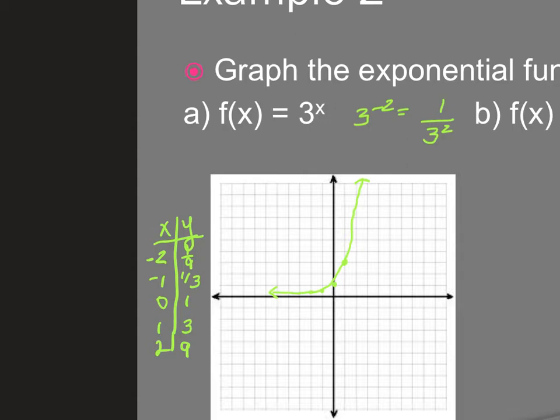You don't connect the dots like you're in 3rd grade. It's a nice smooth curve. We get close to the asymptote, but we don't touch it. We don't cross that x-axis. And that's what our graph looks like.